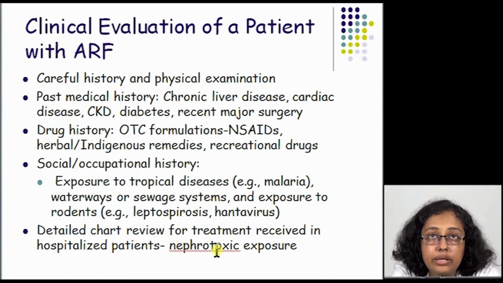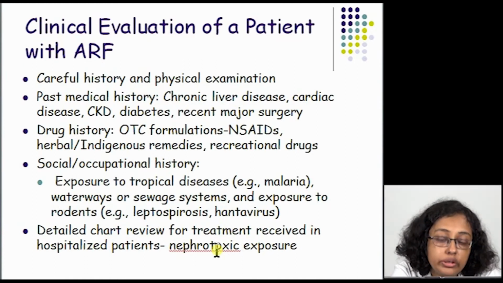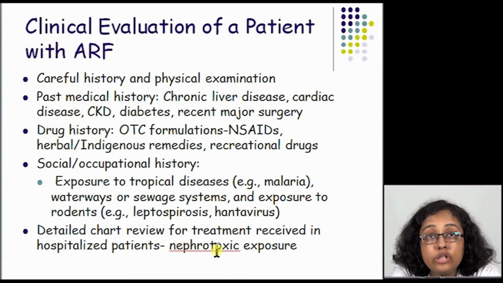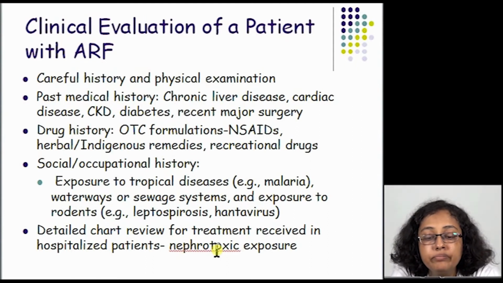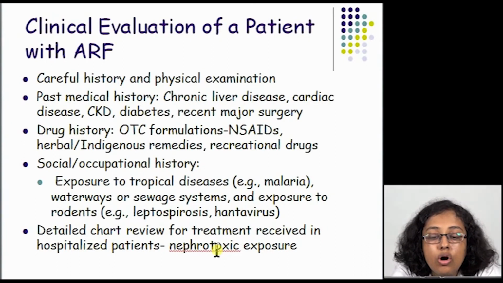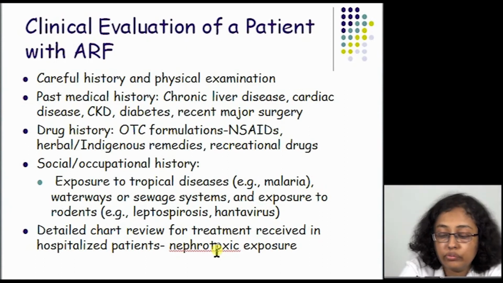If you're seeing a patient who is already hospitalized and has been referred to you for a rise in serum creatinine or a decline in urine output, which is suspected to be due to acute renal failure, then a detailed chart review of the medications the patient has received or the procedures the patient has undergone in the hospital is important, because maybe the patient has undergone a CT scan for investigation for fever and has received a contrast agent, or the patient has received certain antibiotics which are known to be nephrotoxic, and then we need to look no further.